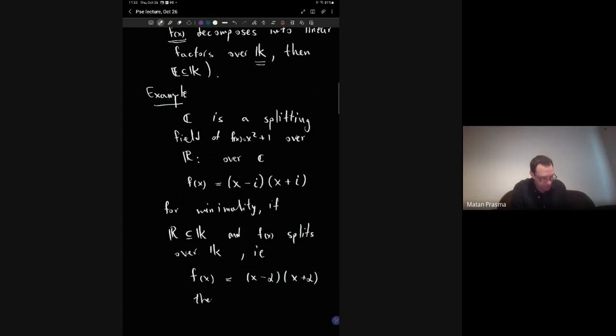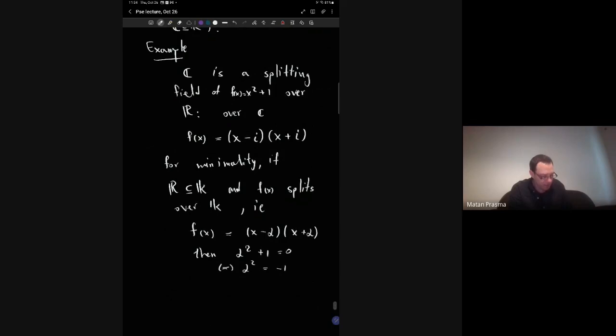Then alpha square is going to be minus 1, because alpha is a root. I mean, alpha square plus 1 equal to 0 is equivalent to saying that alpha square is equal to minus 1. So as far as addition and multiplication go, this alpha is the same as i.